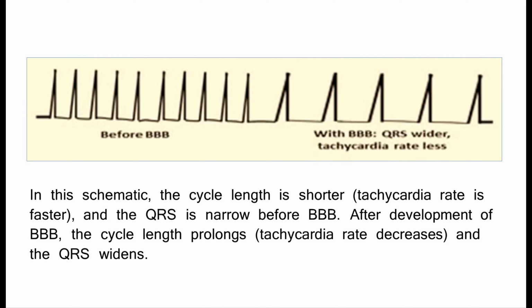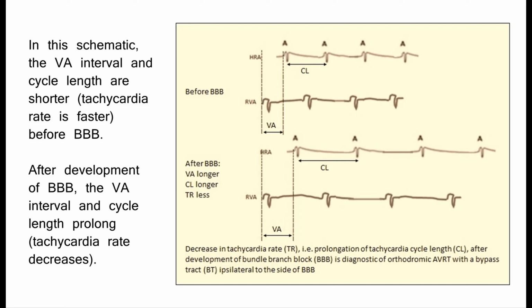In this schematic, the cycle length is shorter, tachycardia rate is faster, and the QRS is narrow before BBB. After development of BBB, the cycle length prolongs, tachycardia rate decreases, and the QRS widens. In this schematic, the VA interval and cycle length are shorter, tachycardia rate is faster, before BBB. After development of BBB, the VA interval and cycle length prolong, tachycardia rate decreases.